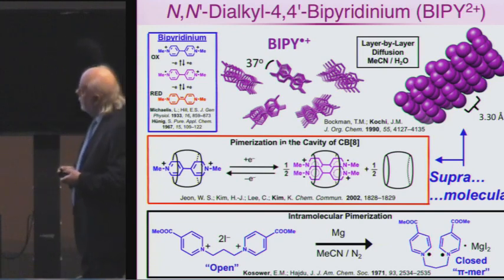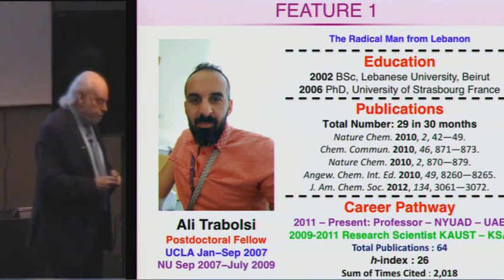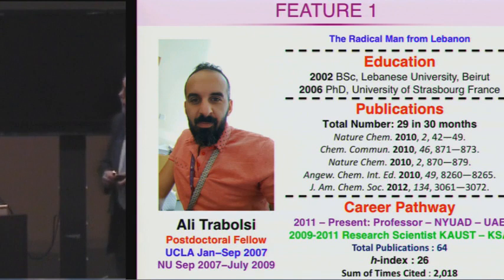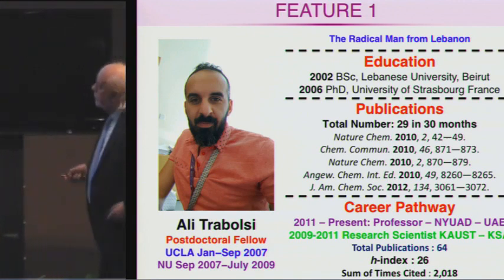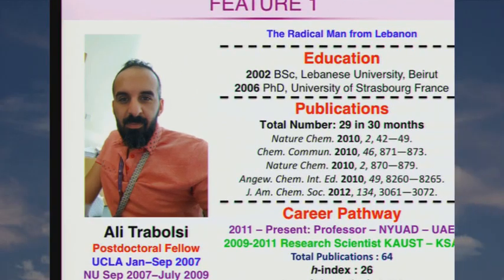Right, so the person I want to start off featuring is a Lebanese chemist, Ali Trabolsi, who joined my group in the final days that we were at UCLA and transitioned through to Northwestern. And I call him the radical man from the Lebanon. He was trained in Strasbourg as a physical chemist. And the remarkable thing is that he carried out, I think, the most daring piece of synthetic chemistry in my group in the last decade.